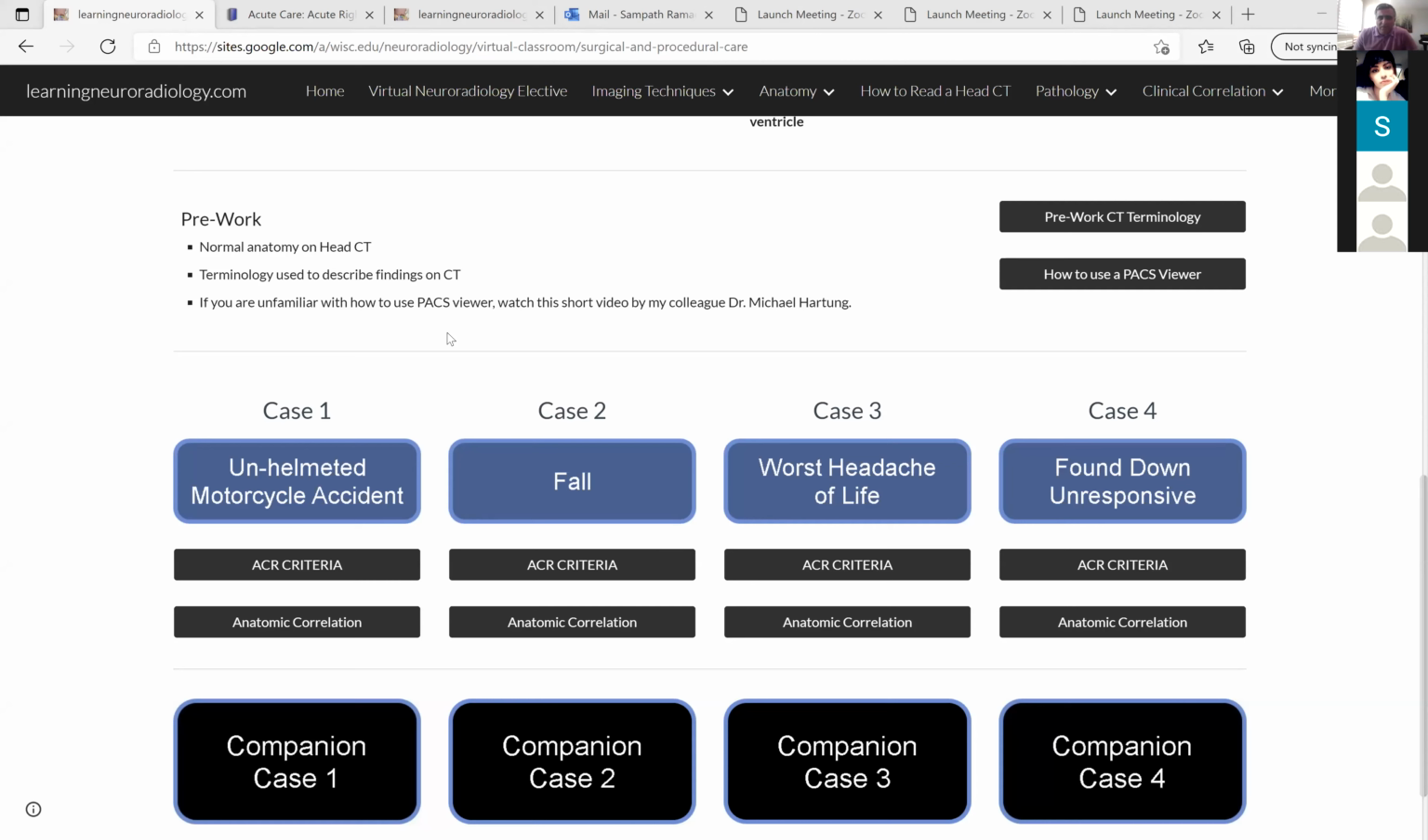So sir, we have one more question. There's a question here. I think I just saw both hyperacute and old hemorrhage hypodense on CT. Yes, that's a good question.